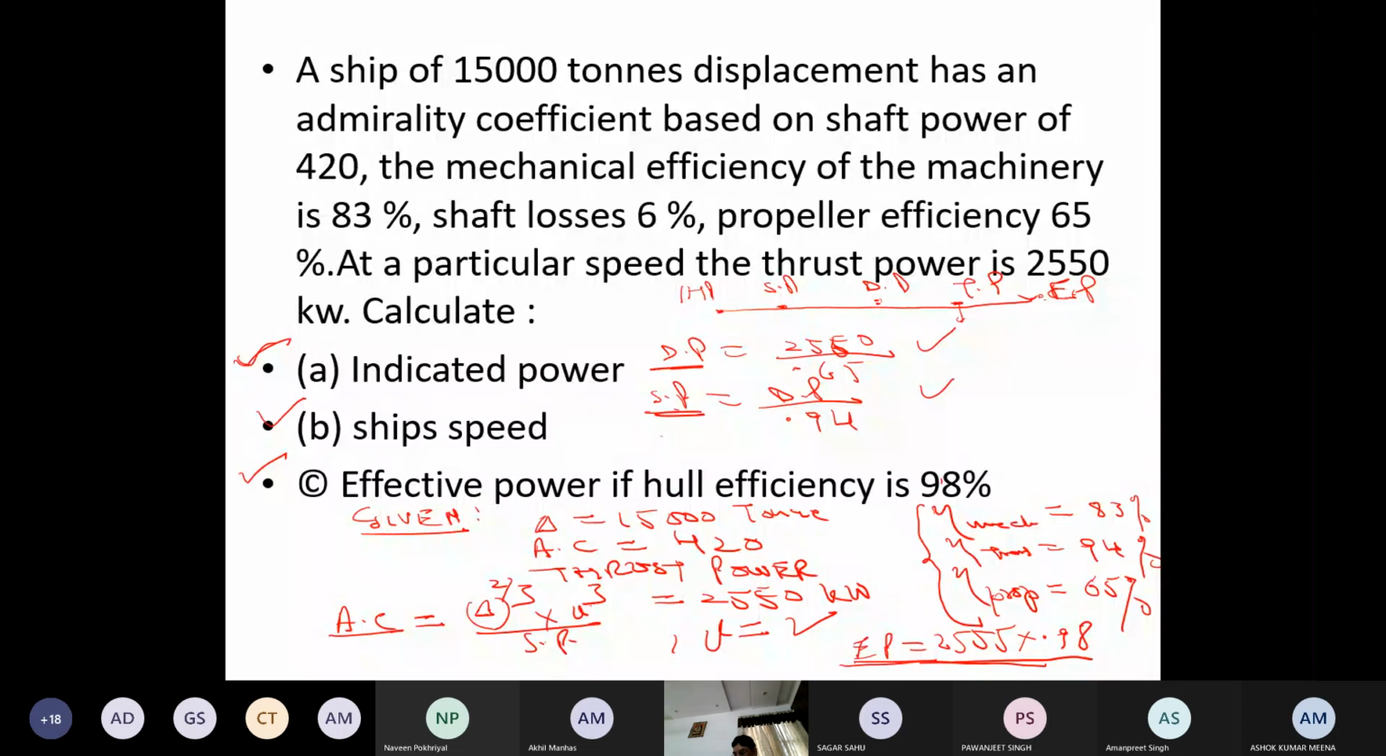Sir, can you please show the answer for this? Which answer do you want? A, B, and C. Okay. Answer for A. Answer for B. Answer for C. C is here.